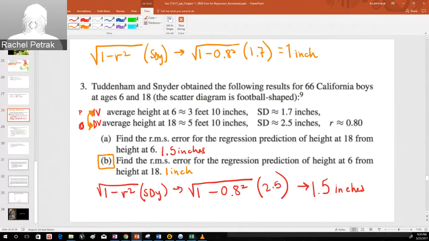Okay, so see how we can use the RMS error for our regression predictions. Pretty simple to find. This you should be able to calculate. Yeah, you definitely should be able to find the RMS error, and it's a whole chapter in the book.